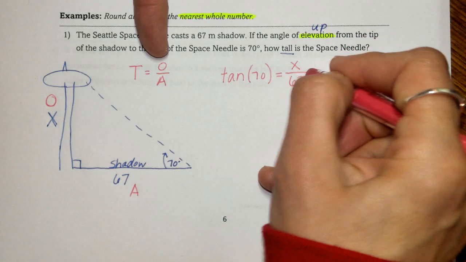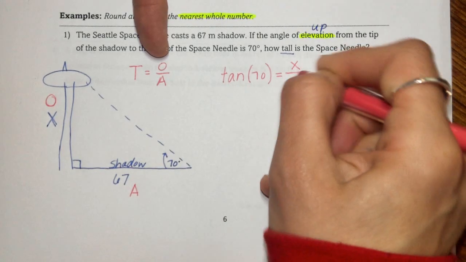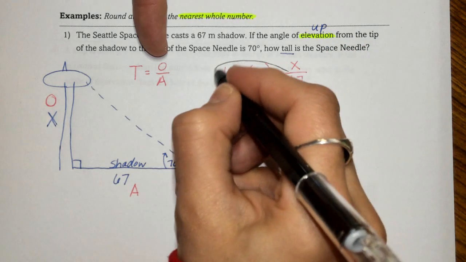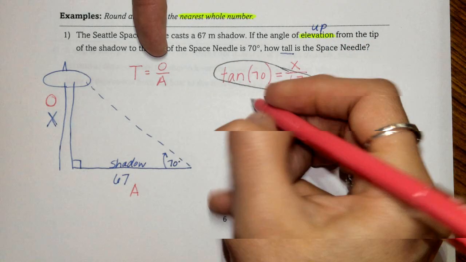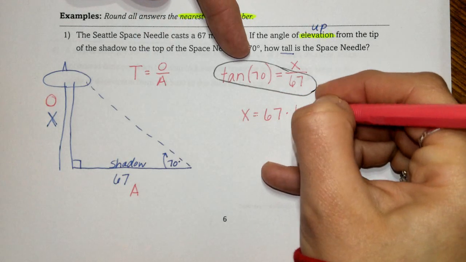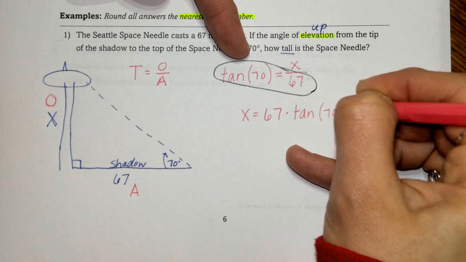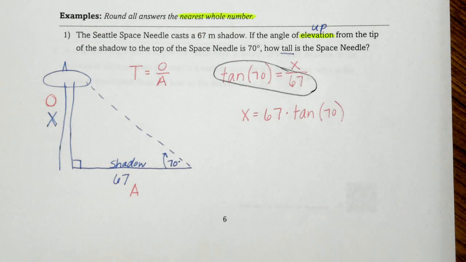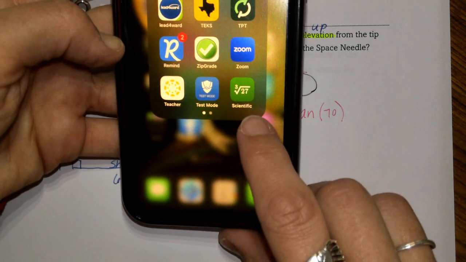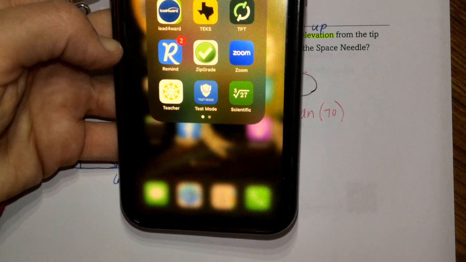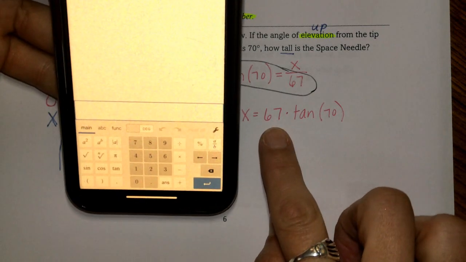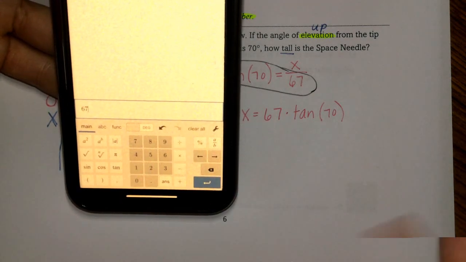And we remember with our shortcuts, when the x is in the numerator, we multiply. So all we're going to have to do here is just cross multiply these, and then we'll end up with x equals, on our calculator, 67 times the tangent of 70. For those of you who have not seen the calculator that we want to use on our phone, you're going to want to download the Desmos Scientific Calculator, which is the one that says the cube root of 27. And with this, we're going to type in 67, and then times the tangent.